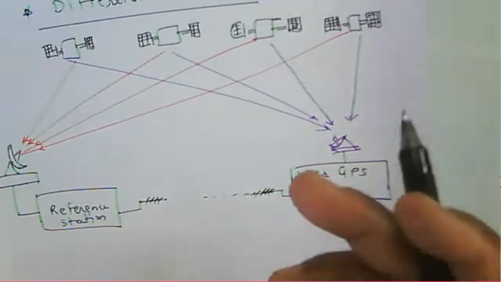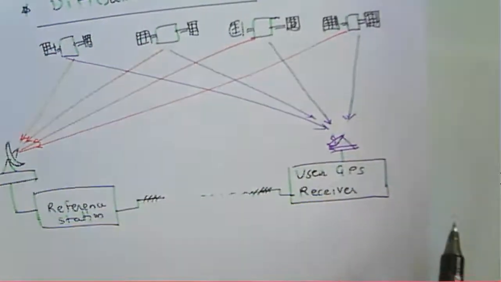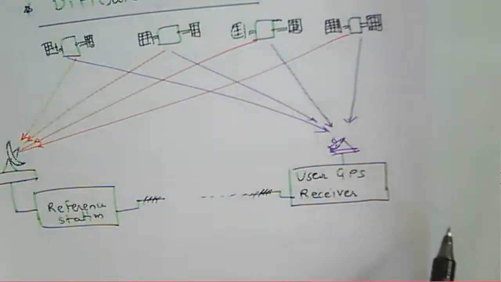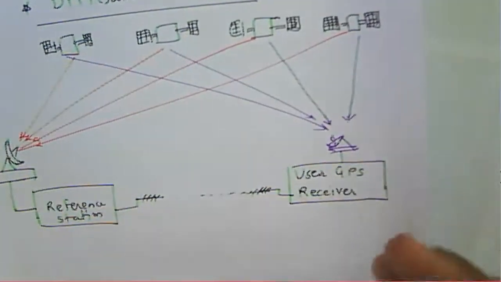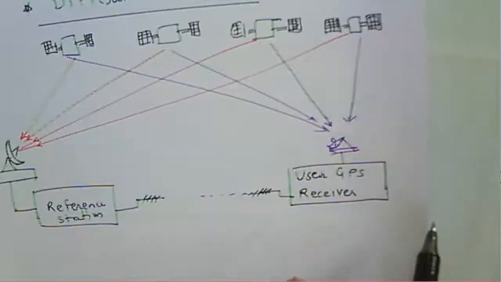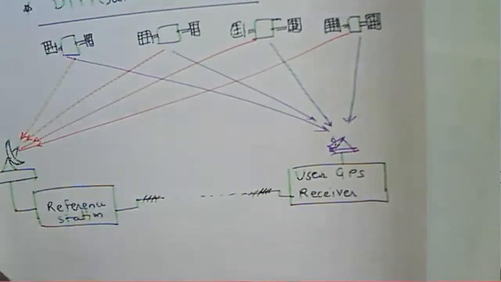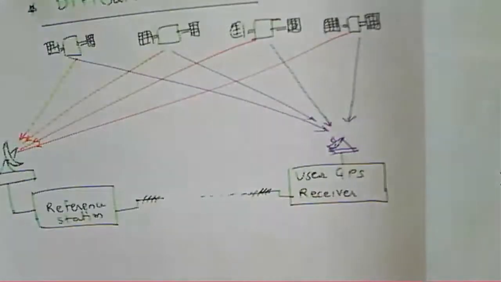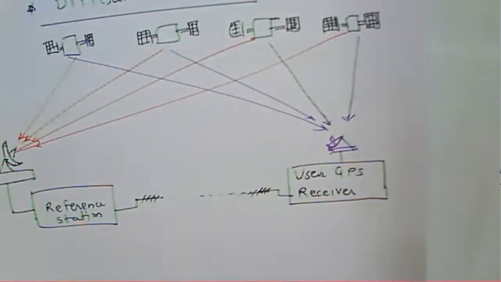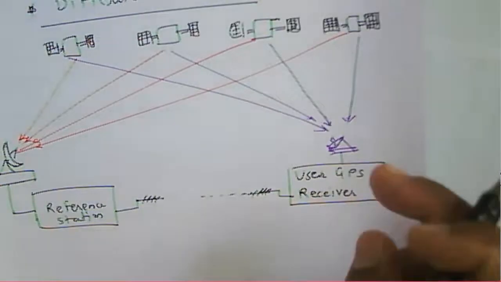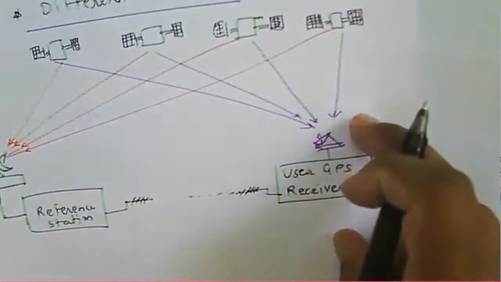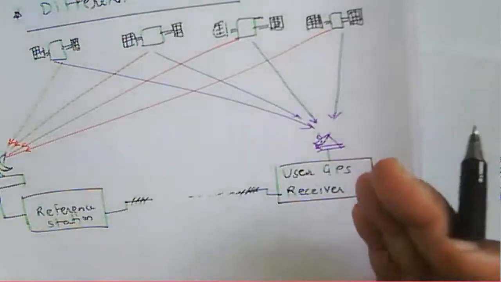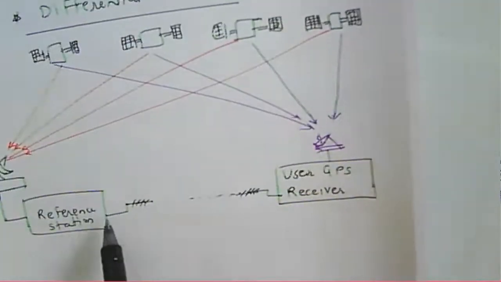If there is another error, say an atmospheric error, and as we said earlier, that atmospheric error may be about 2 kilometers or some particular range, or there may be an ephemeris data error or a clock error. All these errors, if received by this particular receiver, will be removed by using this particular reference station.